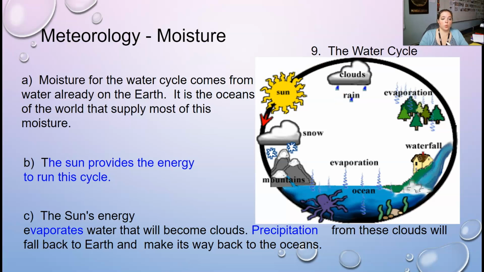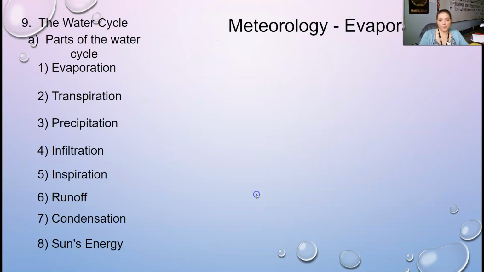It is the oceans of the world that supply most of this moisture. The sun provides energy to run this cycle. The sun's energy evaporates water that will become clouds or precipitation, and then precipitation from these clouds will fall back to Earth and make its way to the ocean. That could be rain, sleet, snow, whatnot.